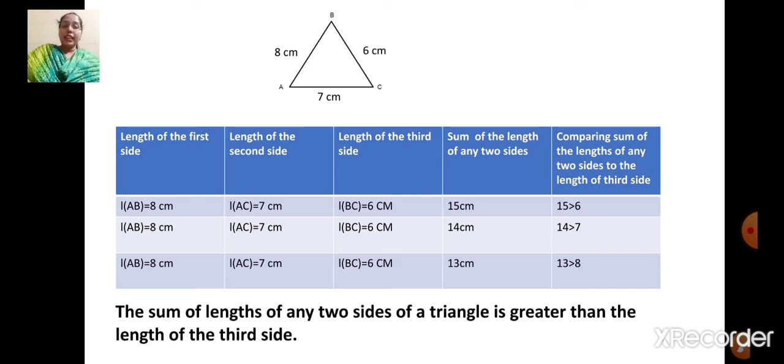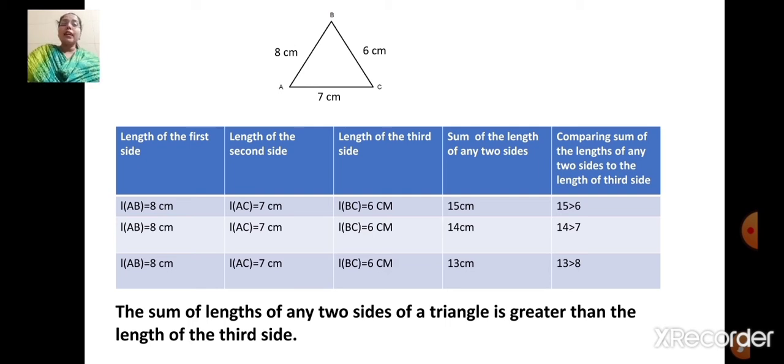Now in the next example, I have taken length AB and length BC, that is 8 plus 6. So how much is 8 plus 6, children? It is 14. So 14 is greater than 7. The third side is 7, that is length AC which is remaining. So it is greater than the third side.